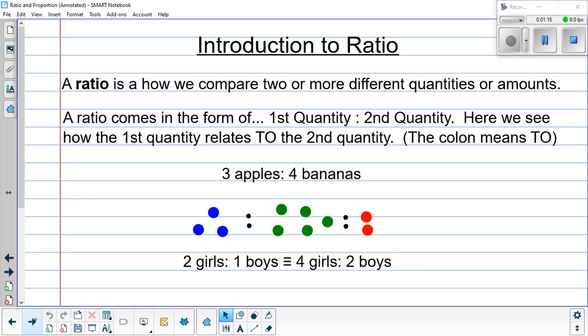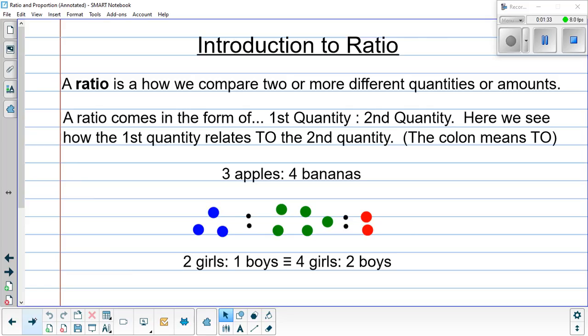Same thing, we could talk about ratios pictorially. So we have 3 blue dots to 5 green dots to 2 red dots. So more than two quantities, and also pictorially, right?